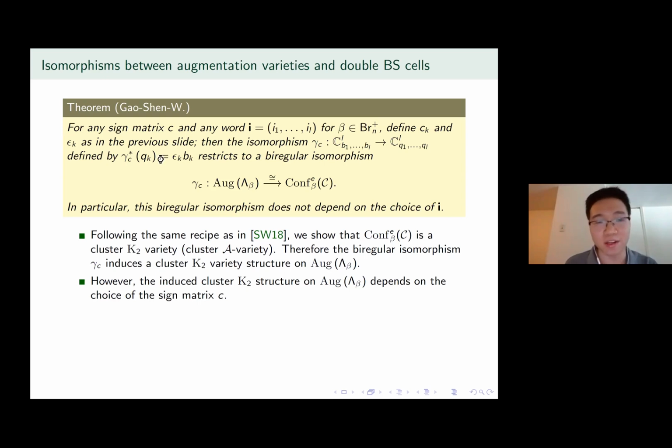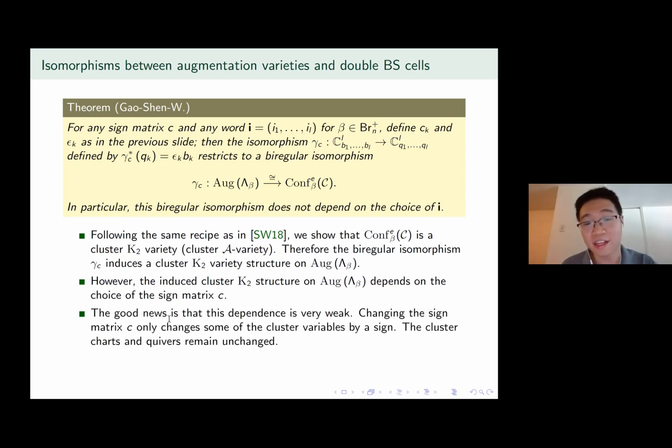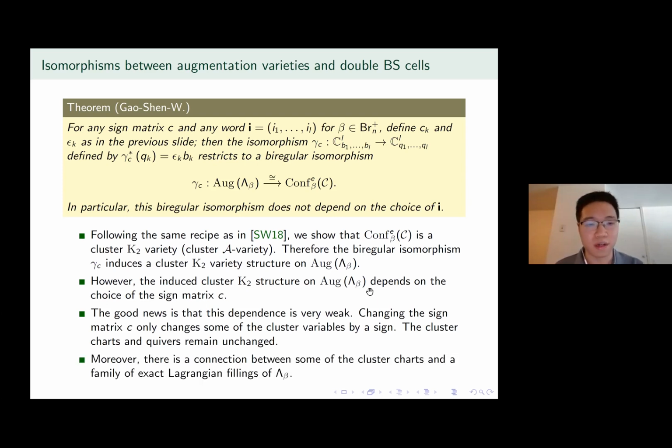But this is not too much bad news. The good news is that the dependence is really weak. If you change the choice of Sine matrix, you only change the cluster variables by a sign. Okay? The cluster charts and the quivers remain unchanged. So this is really important. So somehow this is like a weaker version of cluster structure. The variables are up to sign, but the charts, namely the algebraic torus inside the variety, and the quiver, are unchanged. Okay? All right, and moreover, there's a connection between these cluster charts and the family of exact Lagrangian fillings.